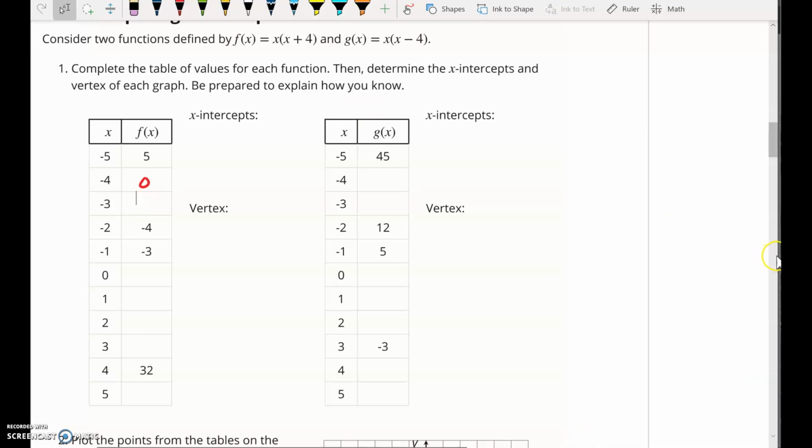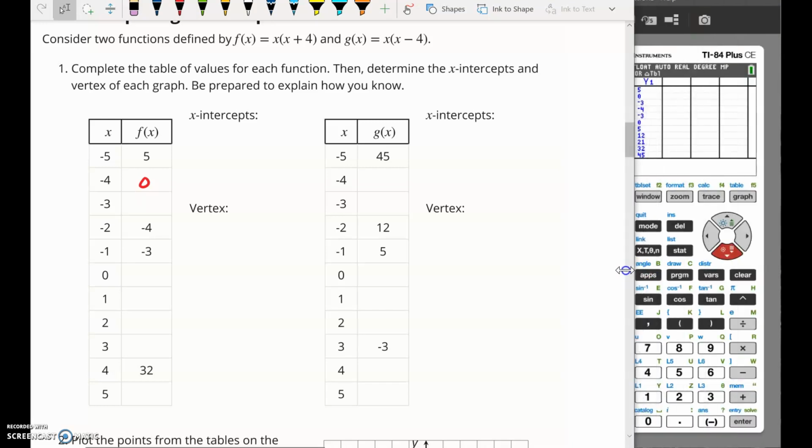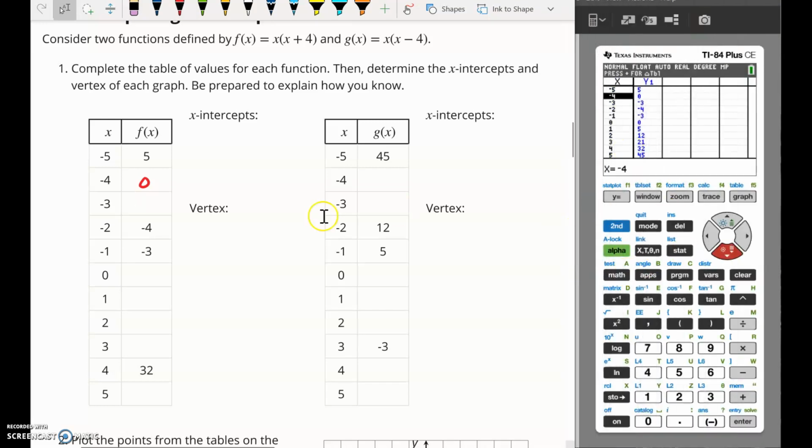Okay? And I can do this for every single value in my table. So -3, -3; -2, -4; -1, -3; good. 0, 0; 1, 5; 2, 12; 3, 21; 4, 32; and 5, 45. So look how easy it was to build that table of values.